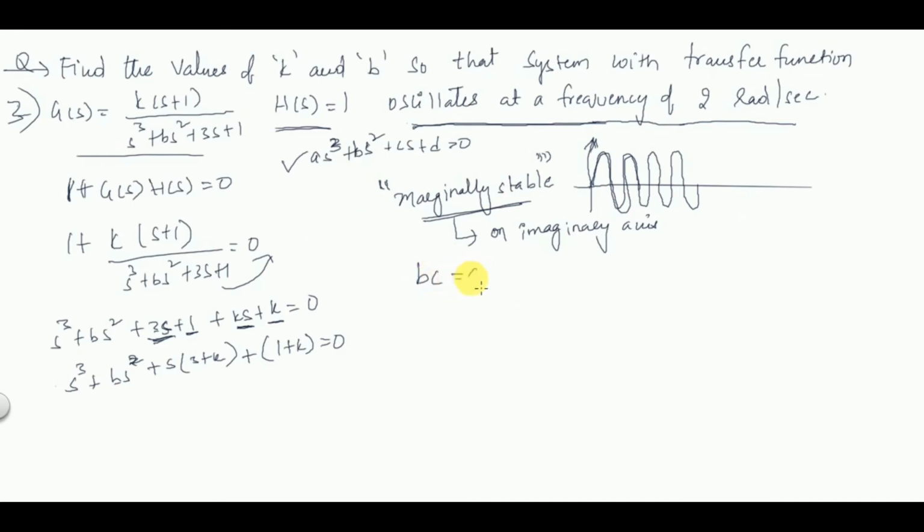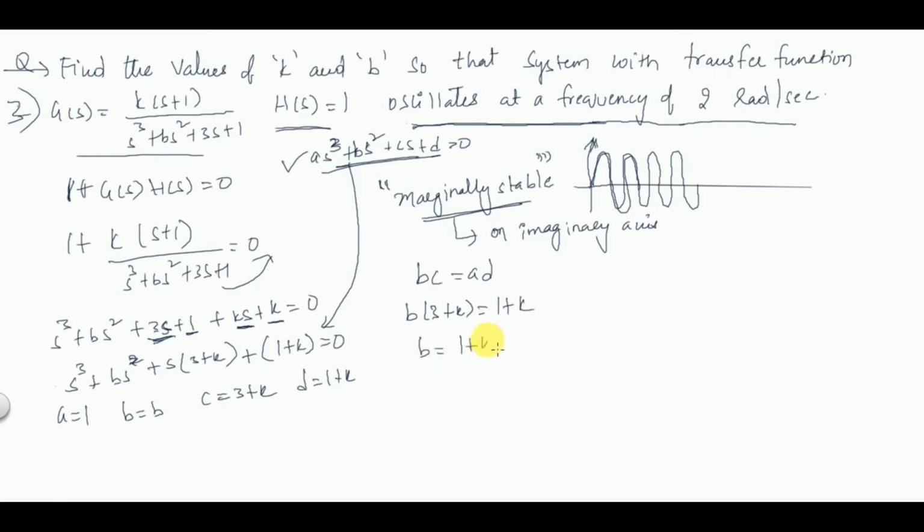When the system is marginally stable, what is the condition I have told you? BC is equal to AD. BC is equal to AD. So here A is equal to 1, B is B only, and C is 3 plus K. Comparing with this standard form, A s cube, so A is equal to 1, B s square, B is equal to B only, C s, that is 3 plus K, C, and D is 1 plus K. So BC is equal to AD, so B into (3 plus K) is equal to 1 into (1 plus K).